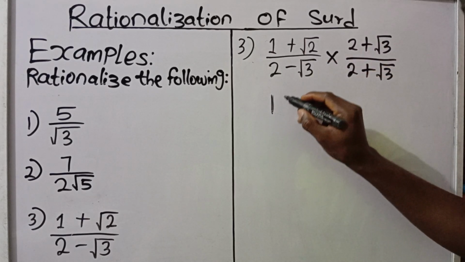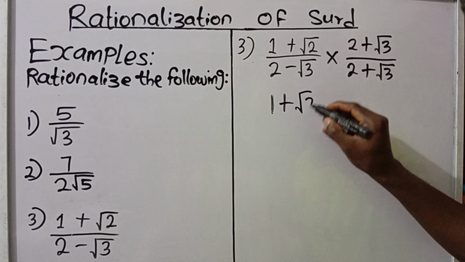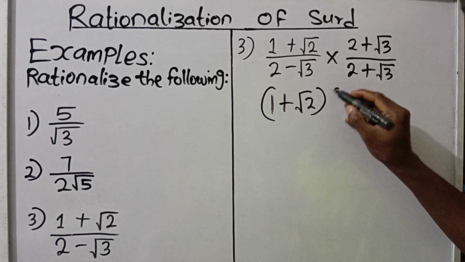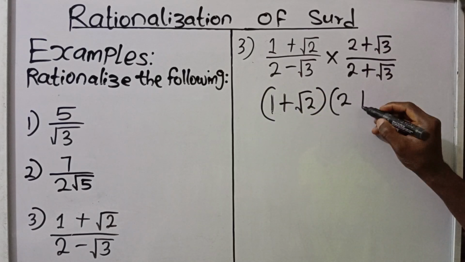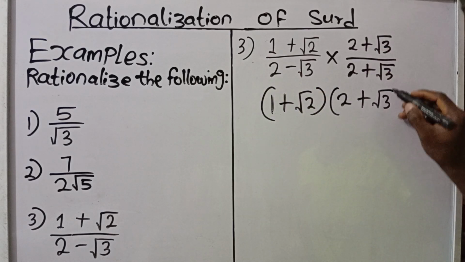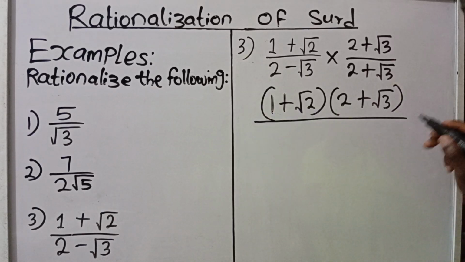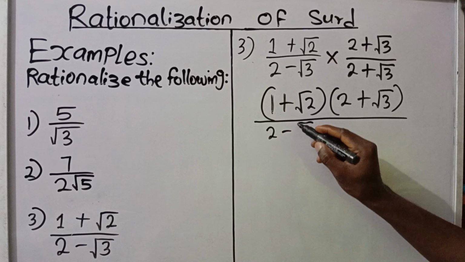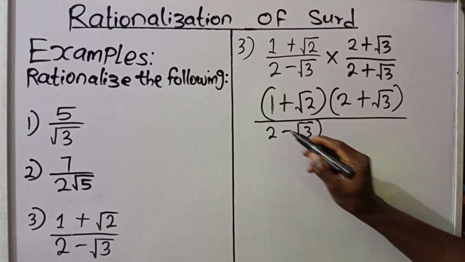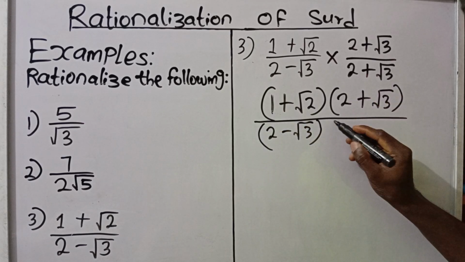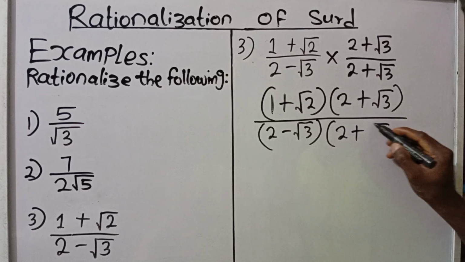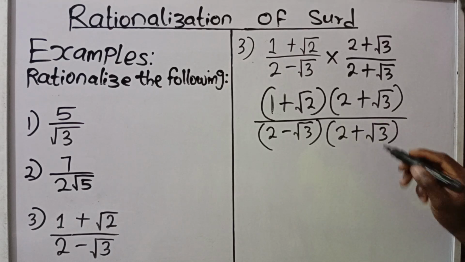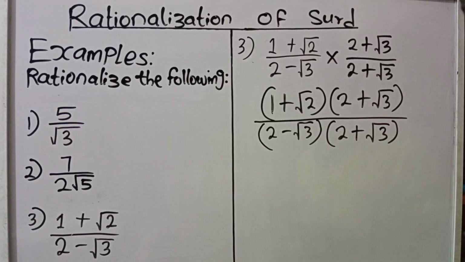Then to do this will not mean the whole of this multiply this, which is same as 1 plus root 2, then multiply by 2 plus root 3, all over the same thing with the denominator. That's 2 minus root 3 multiplied by 2 plus root 3.